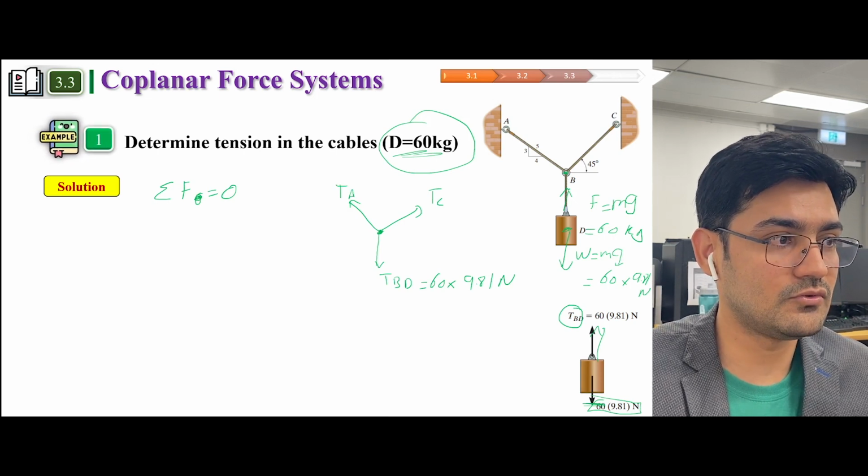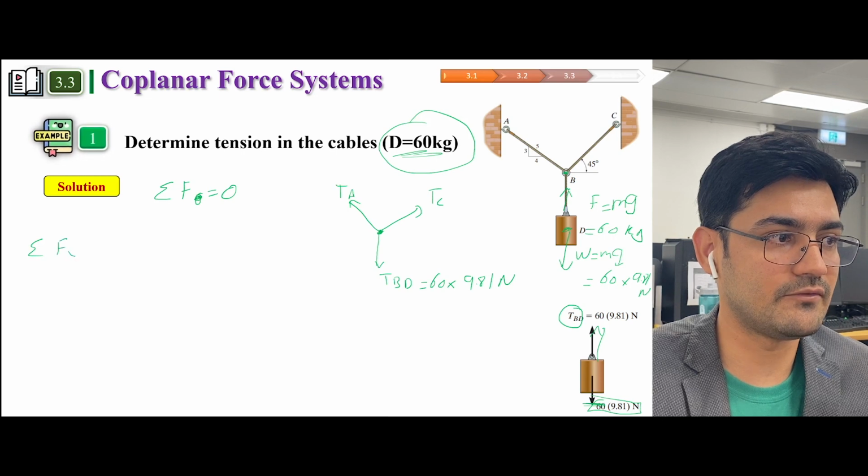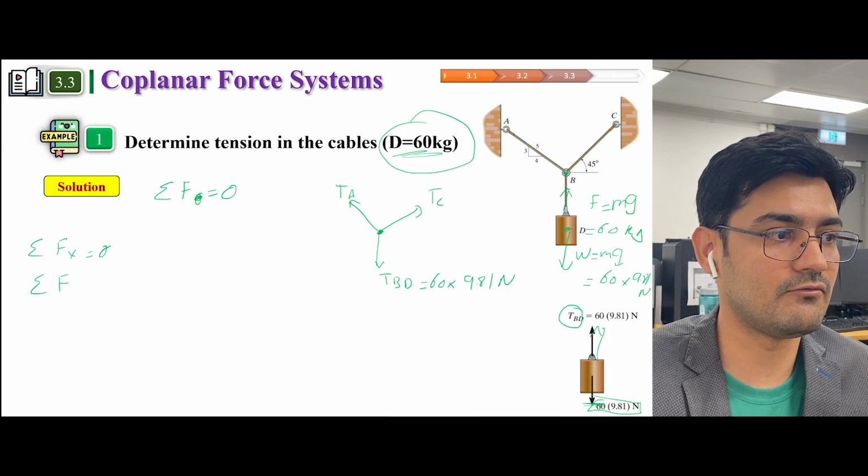Now we know two conditions of equilibrium: the summation of Fx is equal to 0 and the summation of Fy is equal to 0.